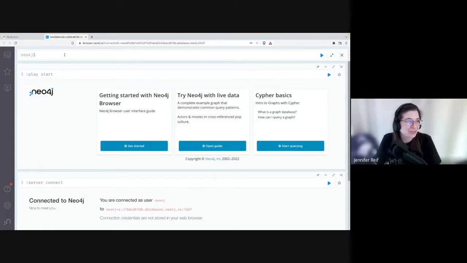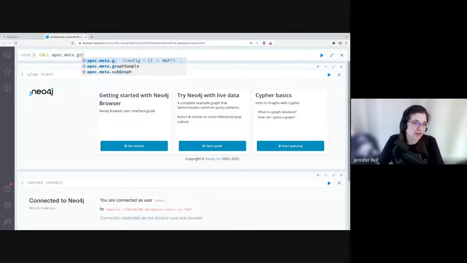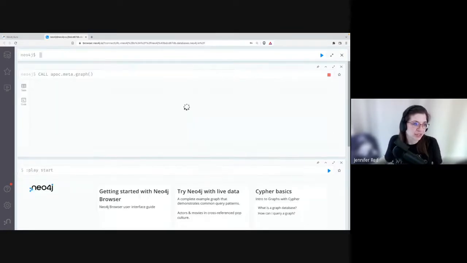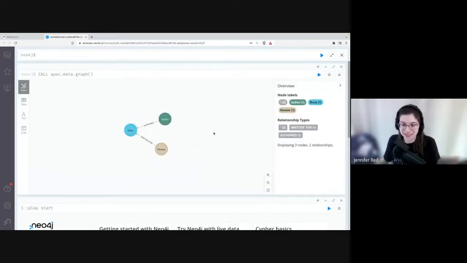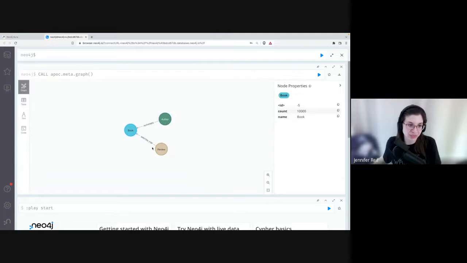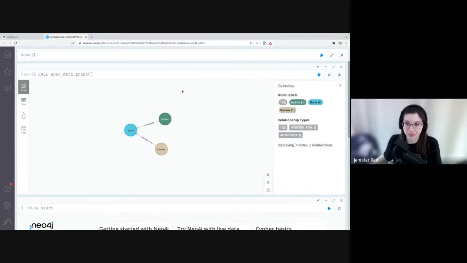All righty. So let's just take a look at, actually, let me pull up the data model. If I've got graph. So let's look at how the data is organized. And as you see, it looks exactly like the screenshot I showed you in the slides. So this is how the data is stored in our database. We have reviews that were written for books. We have authors who authored or wrote those books. And that's the way our data is organized here in the database.